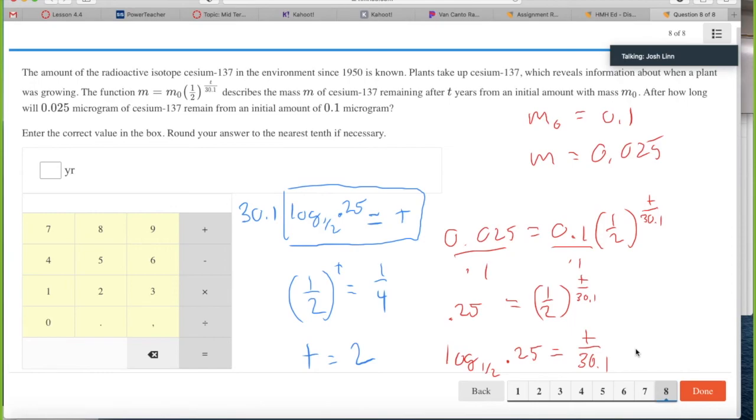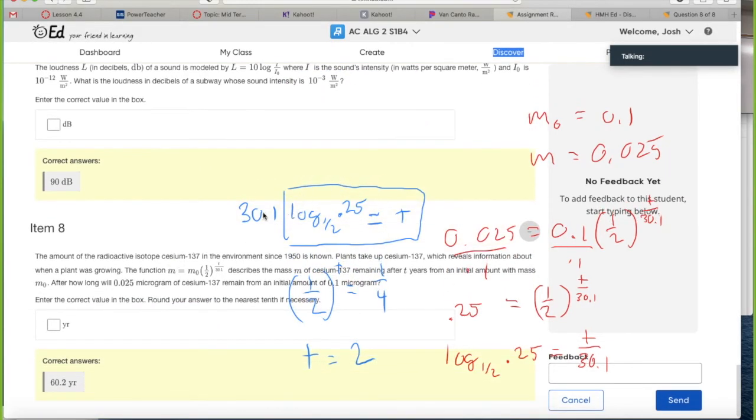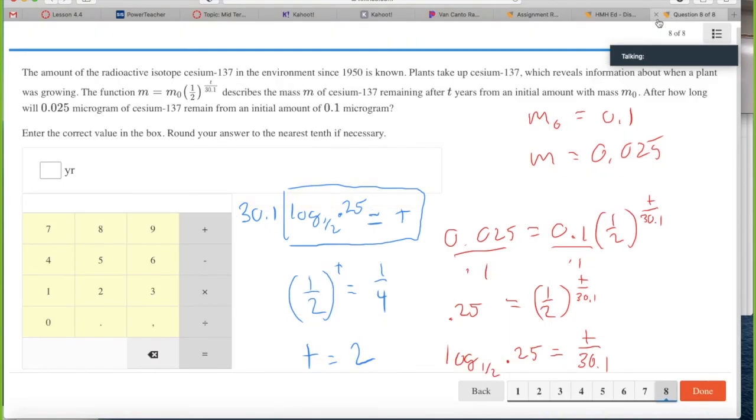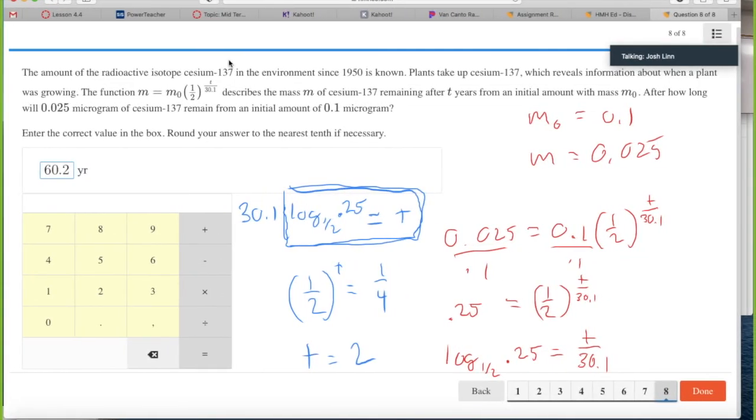And do we need to do anything with that? I assume we probably do. Let's check. Yeah. So we got t equals 2 for this part right here. But we've got that 30, so where would that go? Okay, I got it. So we're going to erase this stuff.